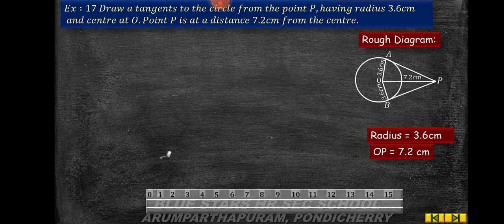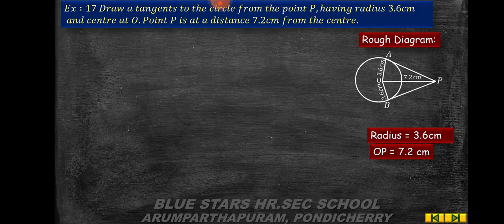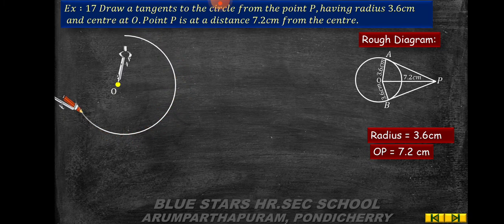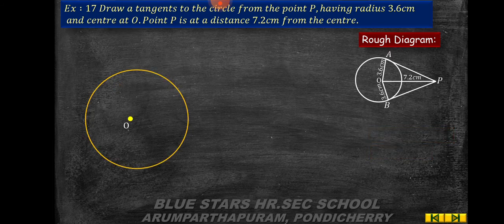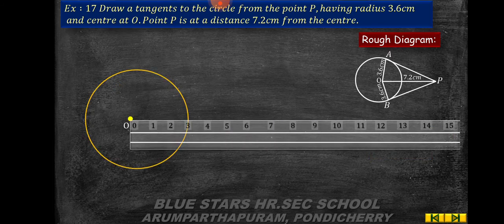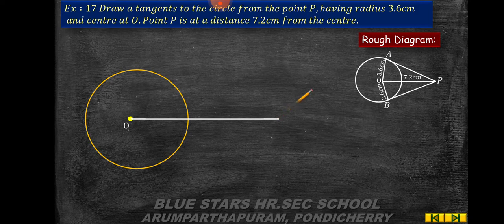Take a ruler, measure a radius of 3.6 centimeter. With center O, you just draw a circle of radius 3.6 centimeter. Then the next step is you have to take a ruler and from the point O, you just draw a line of 7.2 centimeter. So OP is 7.2 centimeter.